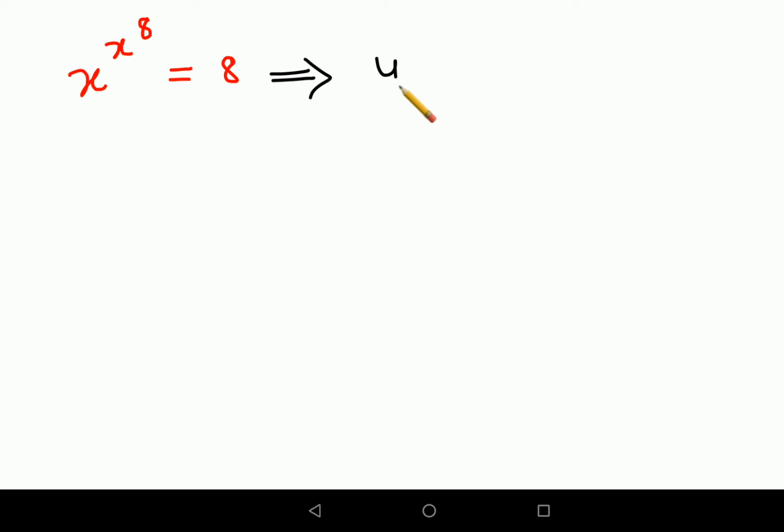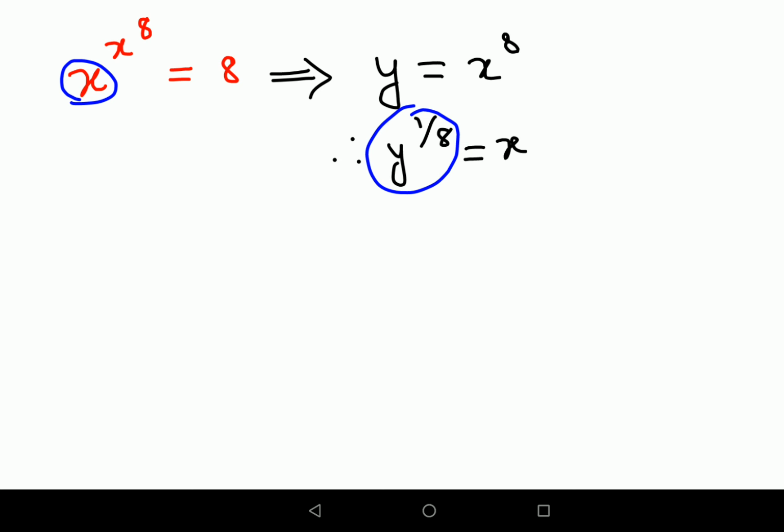Here, let y be equal to x raised to 8, right? Therefore, can I say y raised to 1 upon 8 will be nothing but your x? This is clear to everyone. So let's start applying these values to your LHS. Instead of this x, we will write y raised to 1 upon 8. I'm trying to do the whole thing in such a way that it becomes easier.